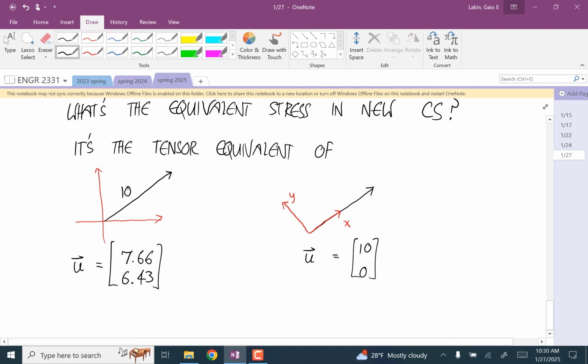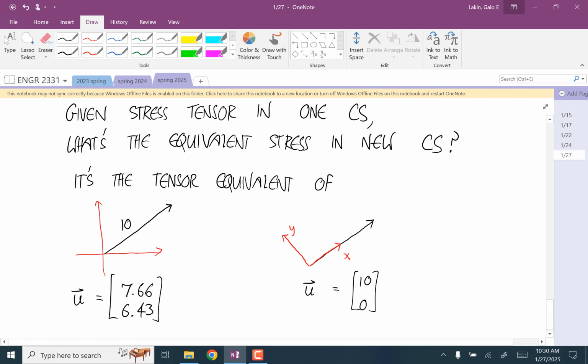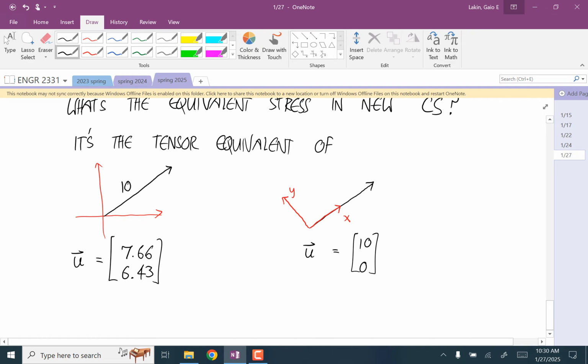Okay, you're used to doing that. It's not as intuitive to think of what it means with a tensor, but it's the same idea. We have a set of values that represent the tensor in one coordinate system. We just want the set of values that represent it from a different viewpoint, kind of. Just think of it like rotating the cube.